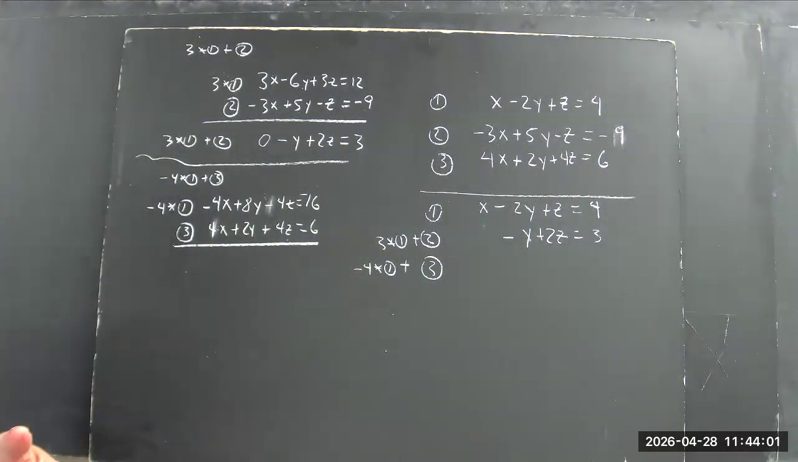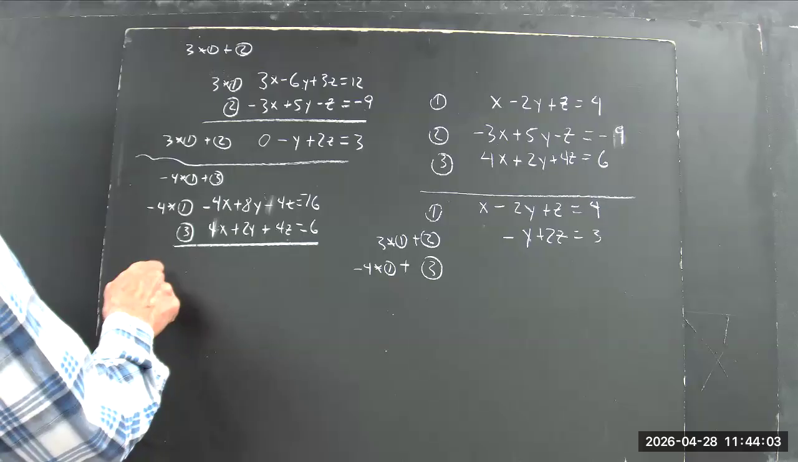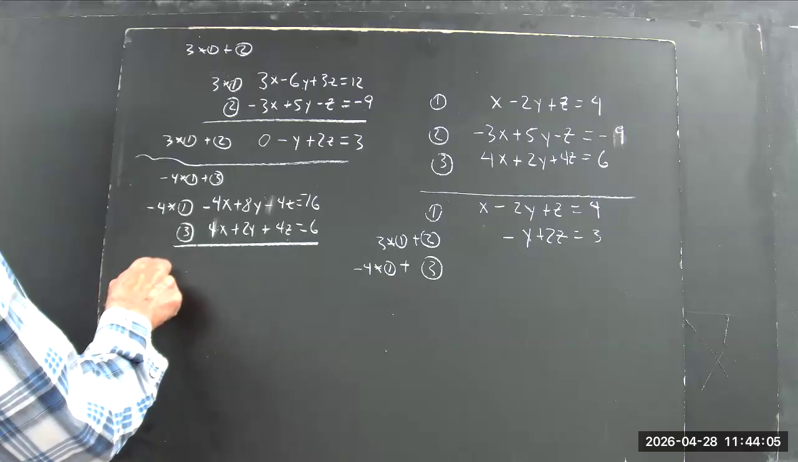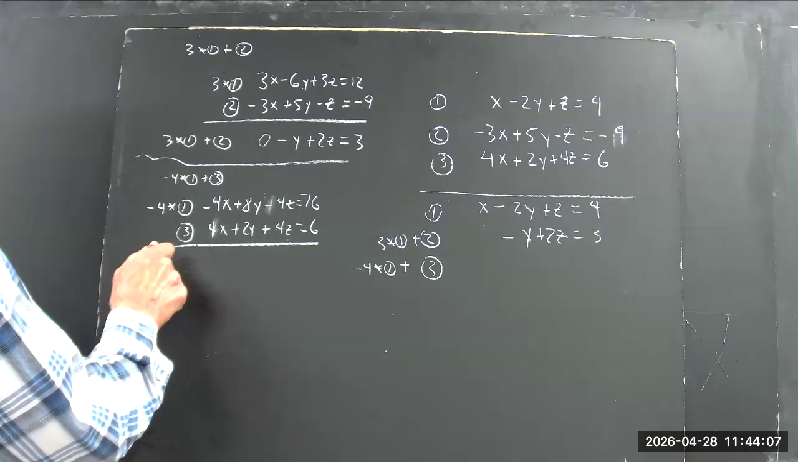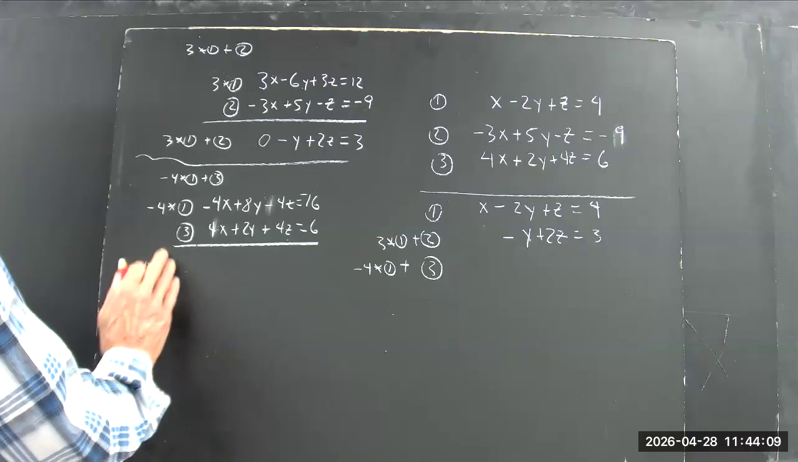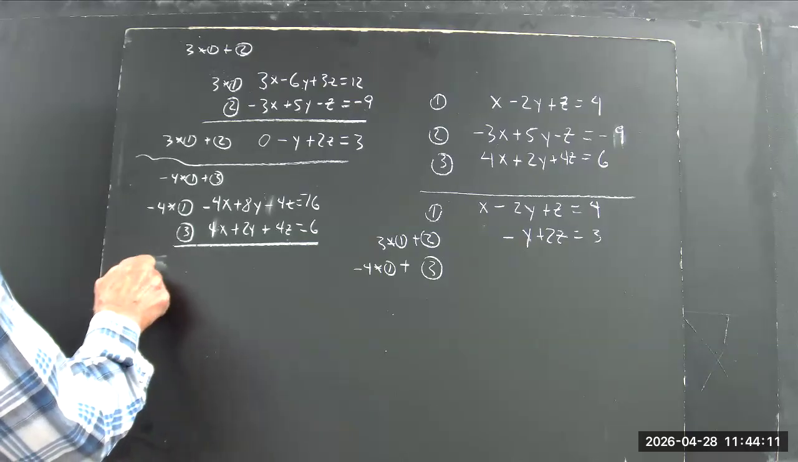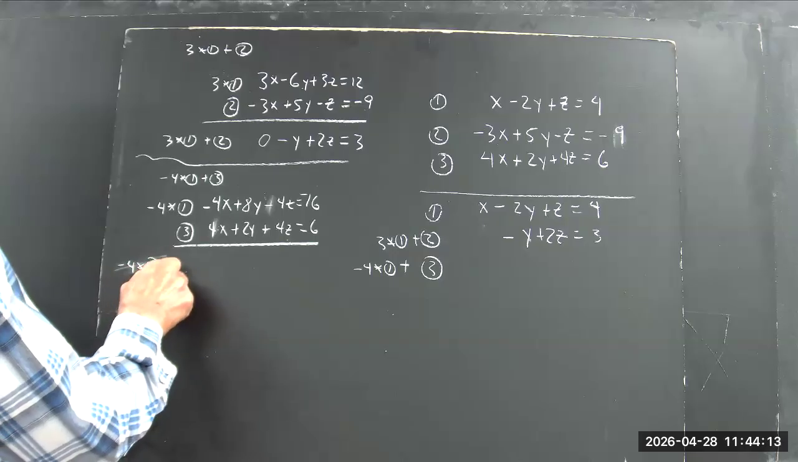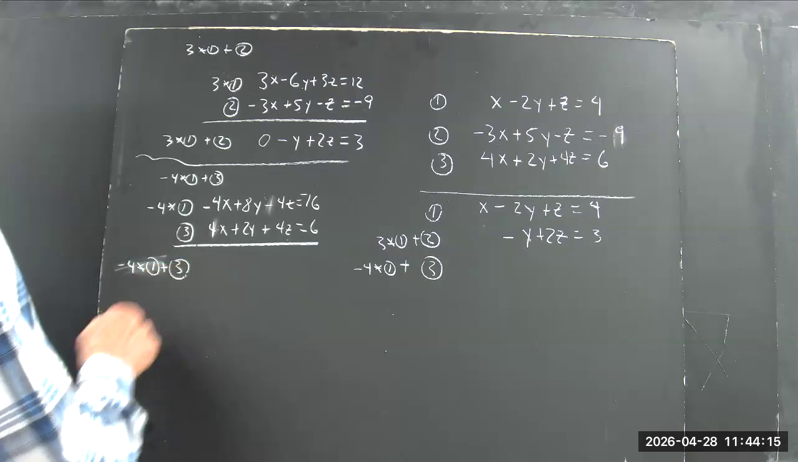Okay. So what do we get when we add these? We label that. Again, negative 4 times equation 1. Comes to equation 3.